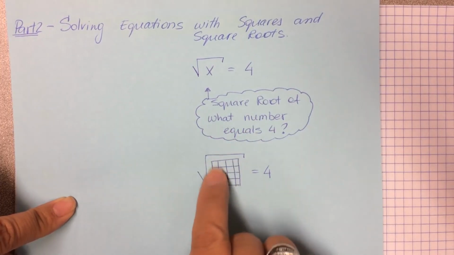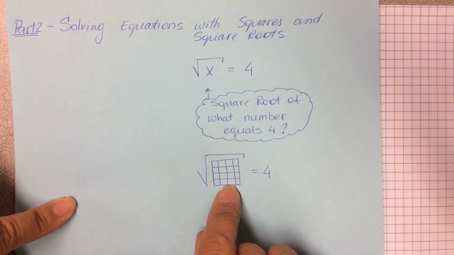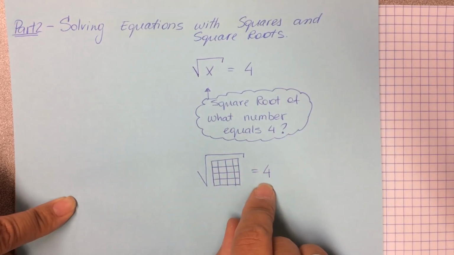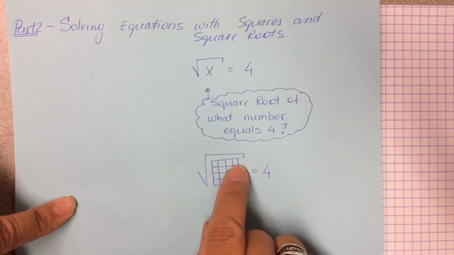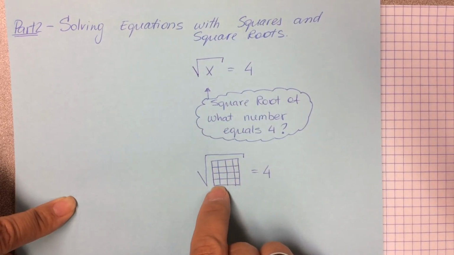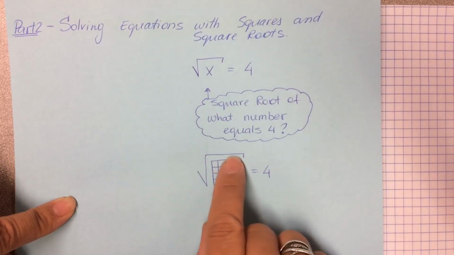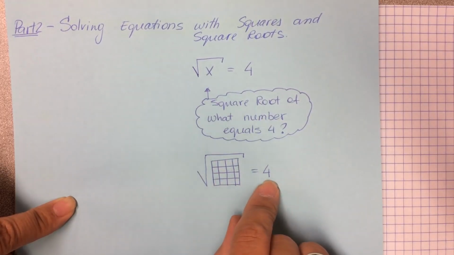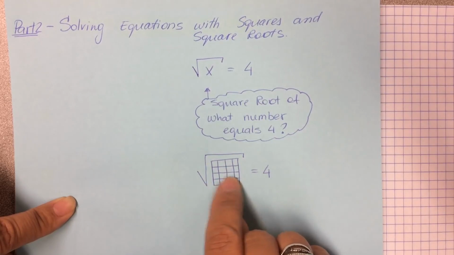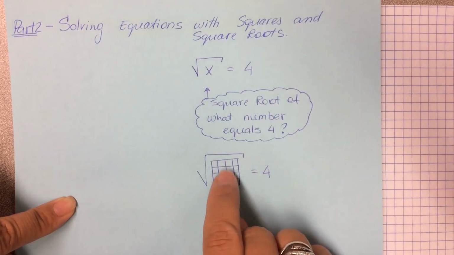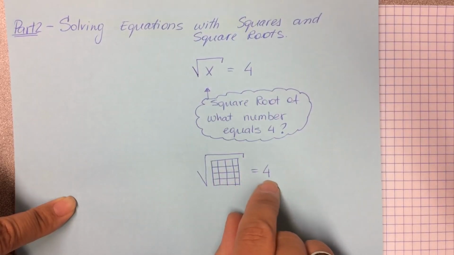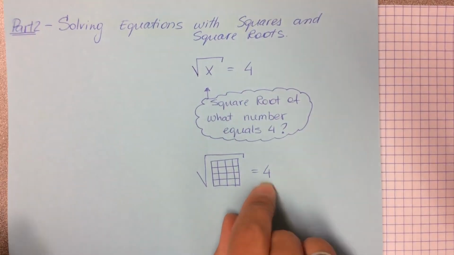Under the square root, it means you have a square, and how many units is the square if the sides of the square are 4? 1, 2, 3, 4 by 4, that would be 16 units. So square root of 16 equals 4. The square with the sides of 4 by 4 takes 16 units, so the square root of 16 units will be the side of the square, 4.